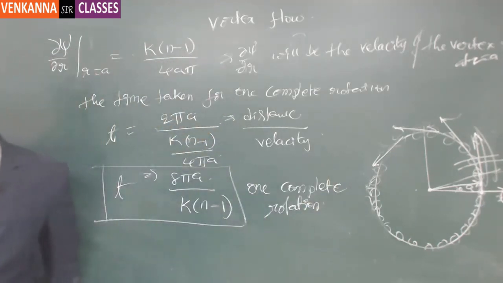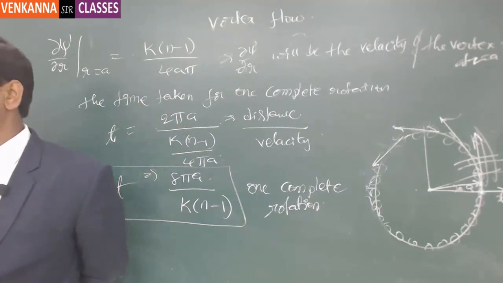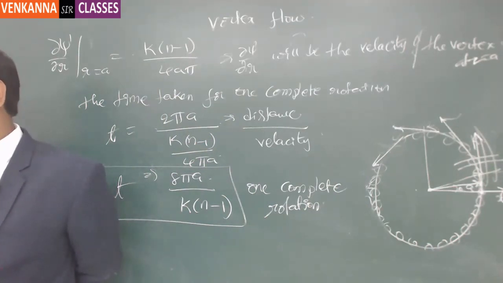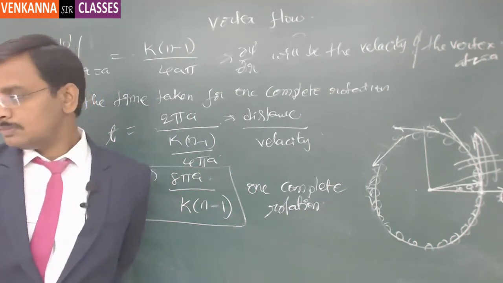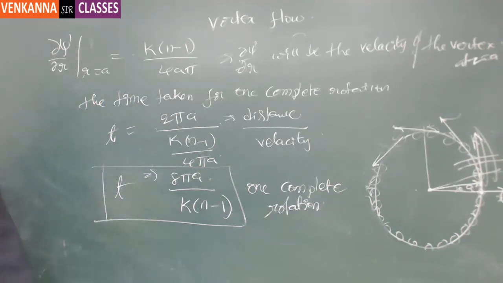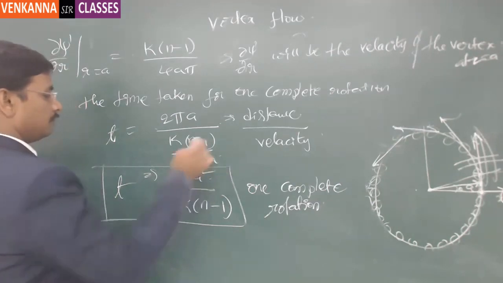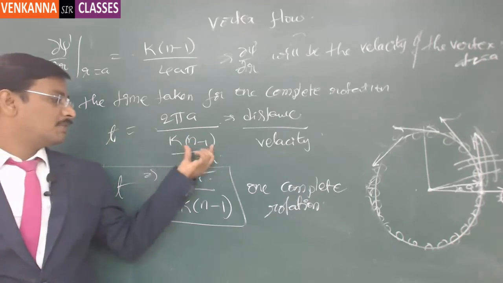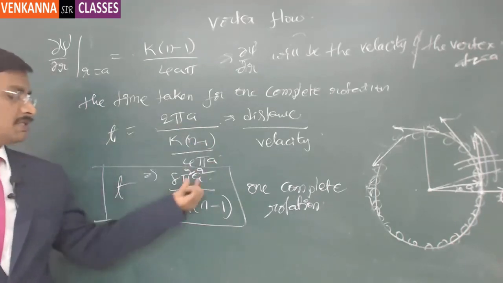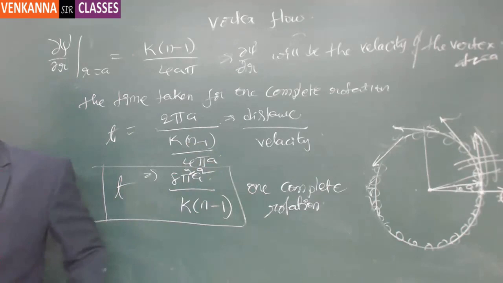Understood? Understood or not? Do you have any questions on this? Yeah. So this is 2πa divided by k times (n minus 1) divided by 4πa. This will become 8π²a². Yeah. This is correct. Got it?